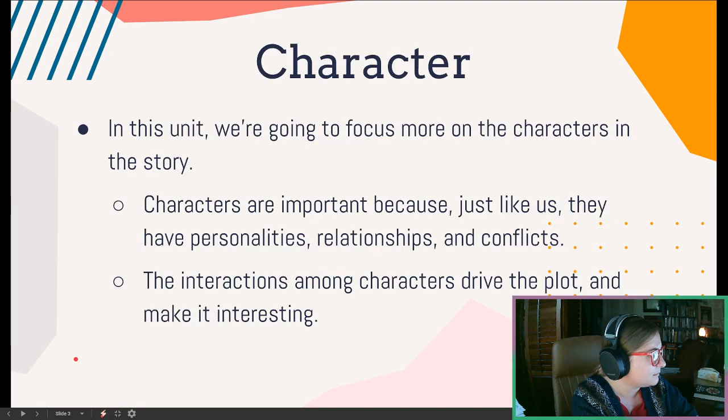All right. A character is what drives a story. A character is the vehicle that pushes the conflict forward until it bubbles up and it happens. We learn from a character's experiences. We learn what they go through and how they go through it, and we can learn a little bit about ourselves through them. Characters are important because, just like us, they have personalities. They have relationships, they have conflicts, and it's through those interactions with other characters that really drive the story forward and make it interesting.